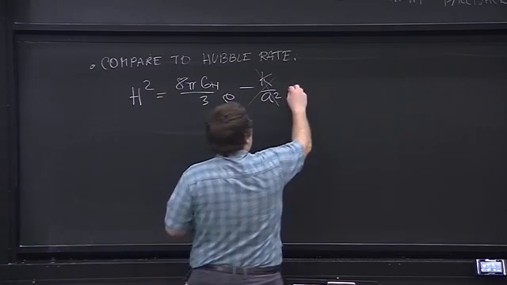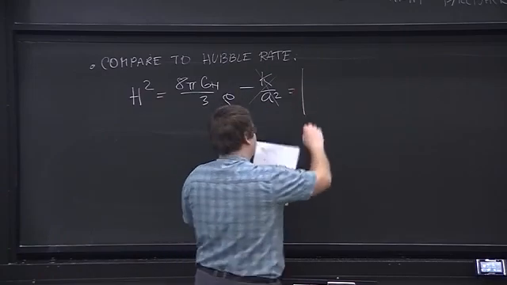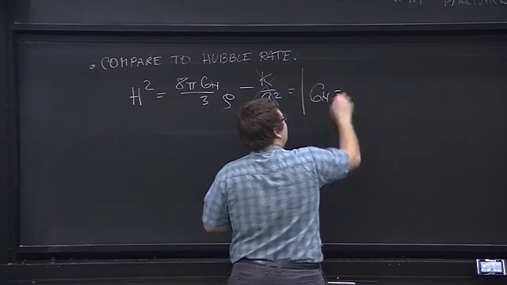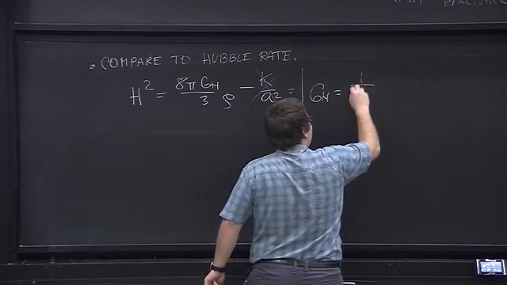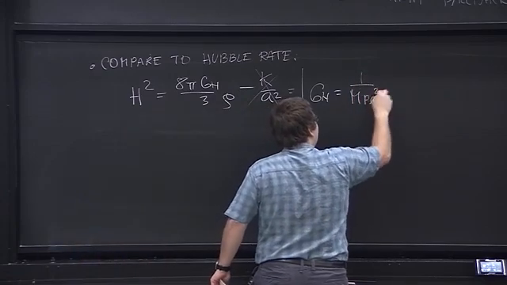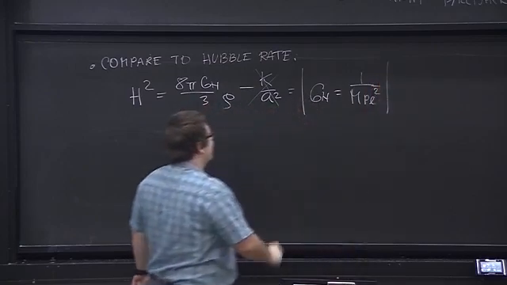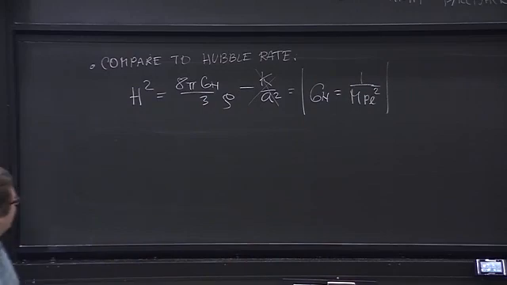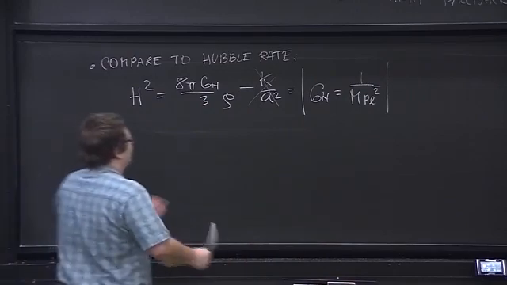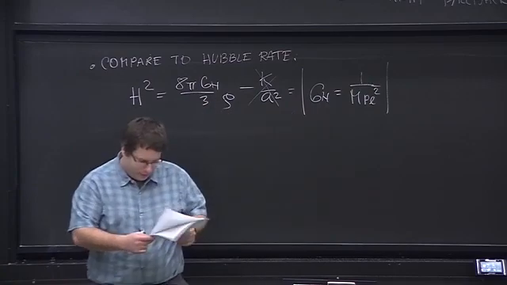And let me use units. Well, let's just say that G Newton is just 1 over m Planck squared. Later on, I will say that 8 pi G Newton over 3 is 1 over m Planck squared, so it'll be different by 8 pi over 3, but it doesn't matter. So at this point, it's just G Newton is 1 over m Planck squared.